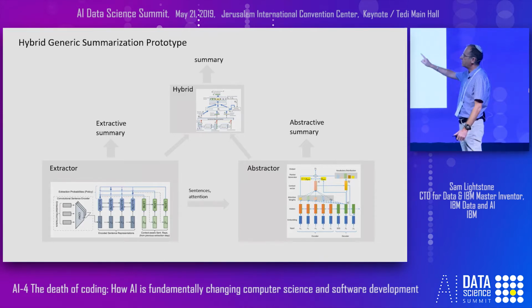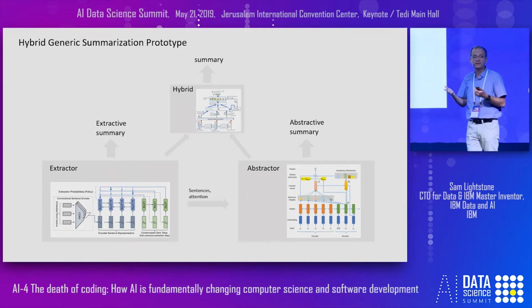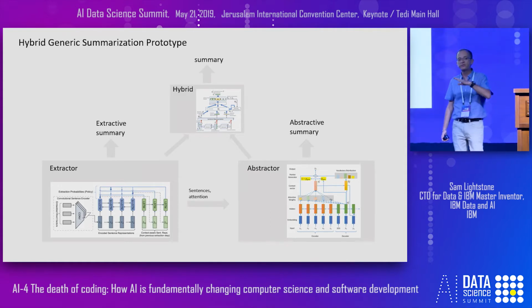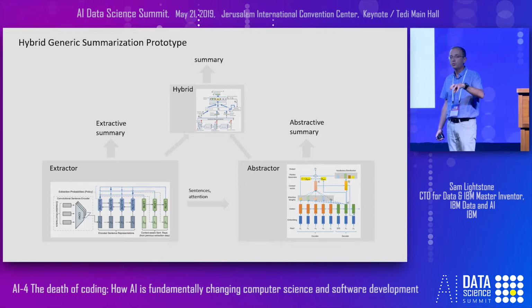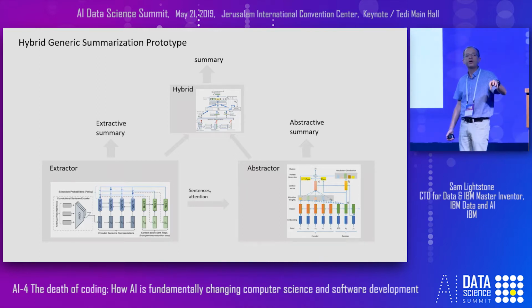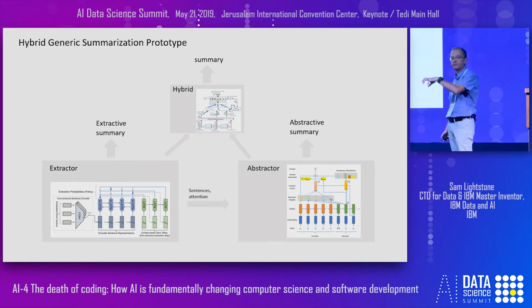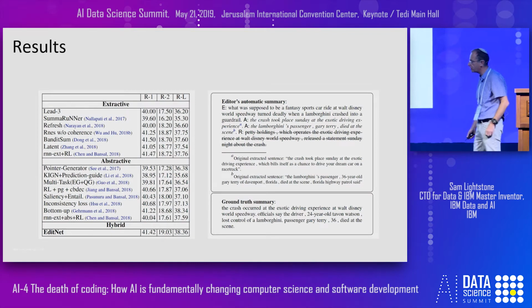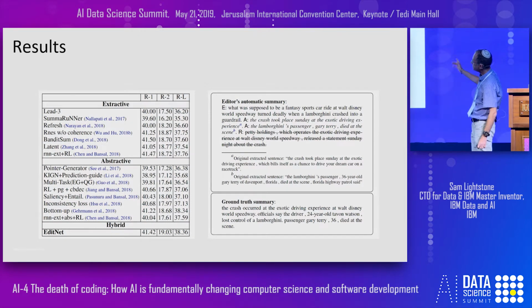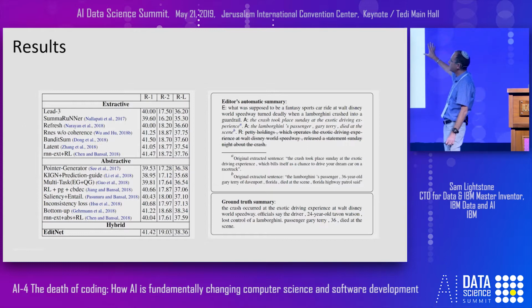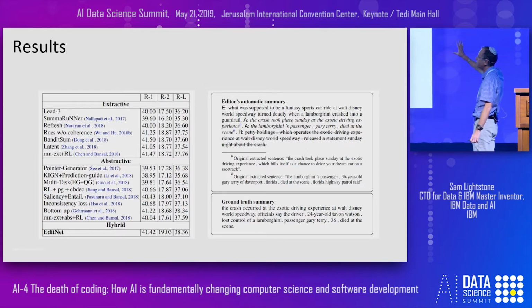Given a piece of text, the extractor selects sentences and sends the selected sentences to the abstractor, and the abstractor is going to compress or modify the sentences that are being extracted. And then the top network, the hybrid network, is going to decide whether we want to put this sentence in the summary as is, or whether we want to use the abstracted version. Okay? I will give you an example so it will be clearer. So here we have a news article that we want to summarize.